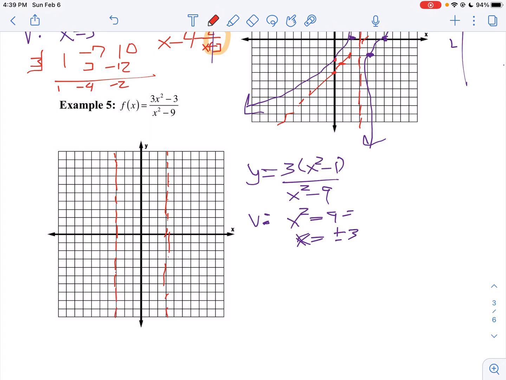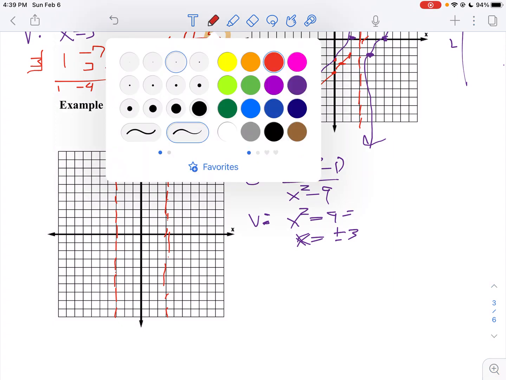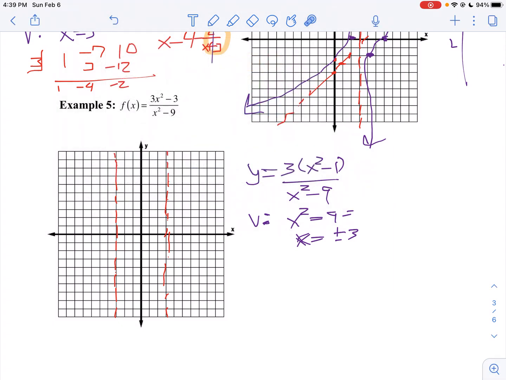And now let's find my y-intercept. So we want to know when x is 0. So I get 0 minus 3, which would be negative 3, over negative 9. So my y-intercept is at 1/3.